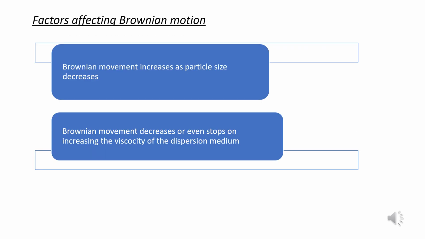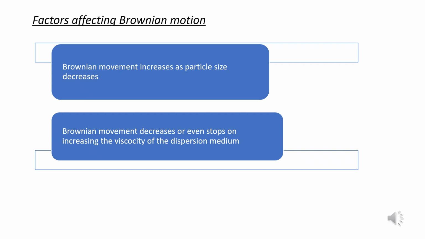Because colloidal particles are very tiny, this movement can be visualized only using an electron microscope. An ordinary microscope cannot clearly show their movement, and the electron microscope helps us observe their irregular motion. Under the electron microscope, particles appear as tiny, bright moving specks. And again, factors affecting Brownian motion: Brownian movement increases when the particle size decreases, and Brownian movement decreases or even stops on increasing the viscosity of the dispersion medium.